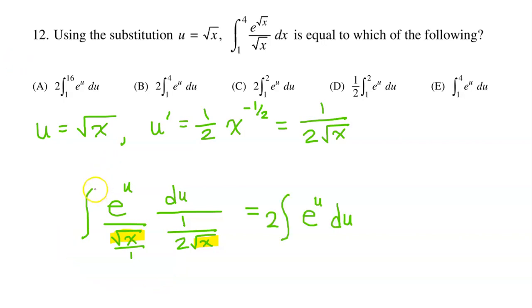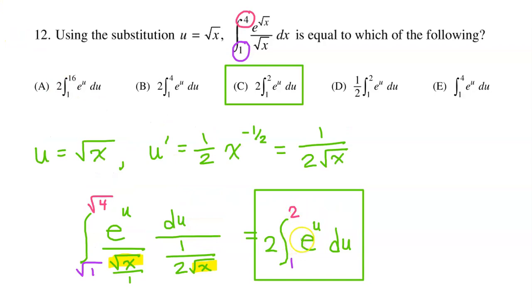But what about the limits of integration? This 4 is an x value. We need to turn it into a value of u. But we have this little equation right here. U is equal to the square root of x. So if x is 4, then u will be the square root of 4, also known as 2. Similarly, this number 1 is an x value. U will equal the square root of 1, which is 1. So now we see that the answer is C.